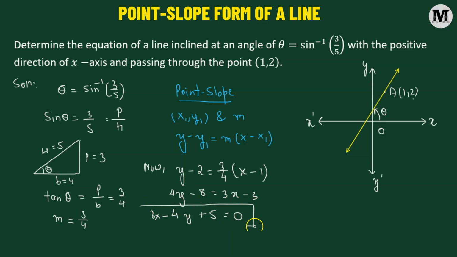So this is going to be the required equation of the line which passes through the point (1, 2), and also makes an angle theta, which is given by the inverse sine of 3 over 5, with the x-axis. This particular inverse sine of 3 over 5, from trigonometry we can say, is equivalent to the inverse tangent of 3 over 4.